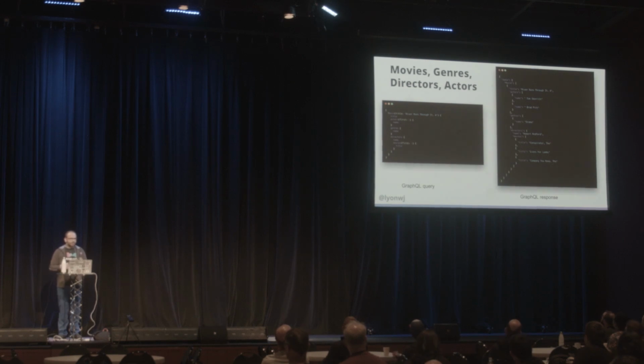Here's what the response looks like. This is JSON, and this response maps exactly the shape of our GraphQL query. So we're getting exactly the fields that we requested back, nothing more, nothing less.